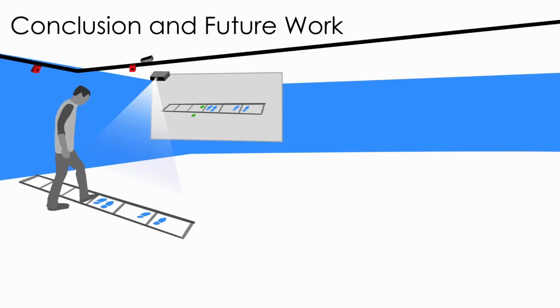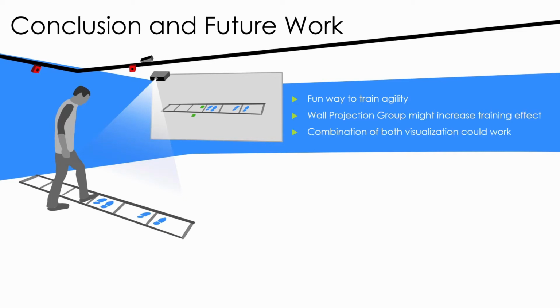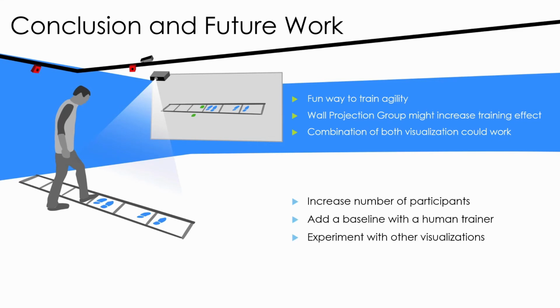In conclusion, we implemented an interactive agility ladder trainer with 2 different visualizations. The user study showed that the system is a fun way to train agility. Since we only had 12 participants, we can only suggest that a projection on the wall might increase the training effect. Looking at the favored floor projection, a combination of both visualizations may be beneficial. In the future, we plan to increase the number of participants, add a baseline with the human trainer, and experiment with other visualizations.